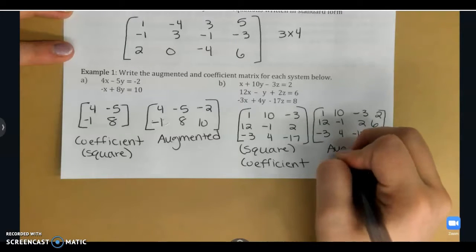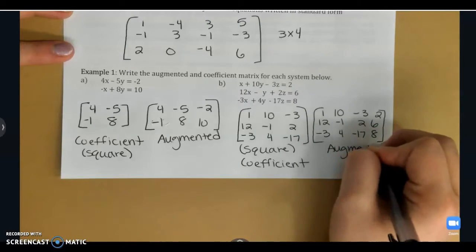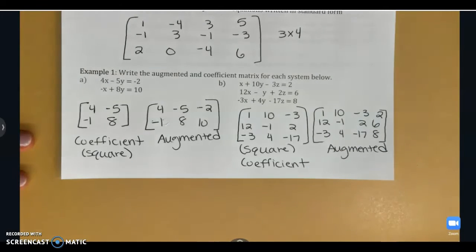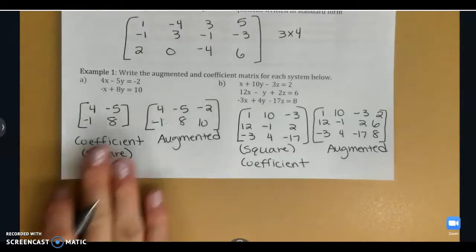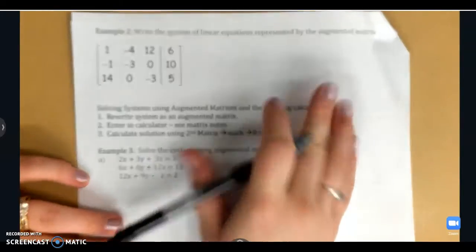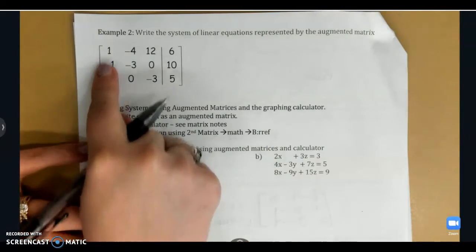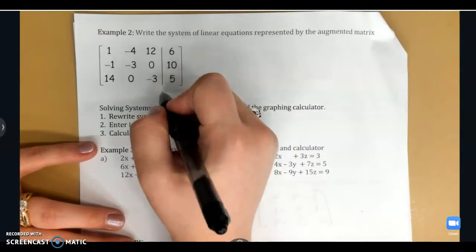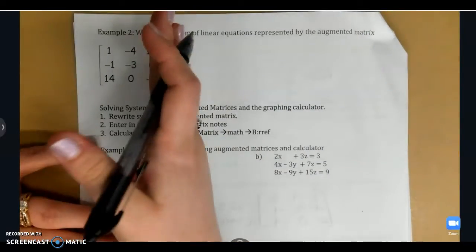And that is our augmented matrix. Okay. So another thing we can do when we're given a matrix is we can write the system of equations that it was pulled from. So if this is our augmented matrix, we have that line drawn down the side to kind of indicate where our equal sign would be.